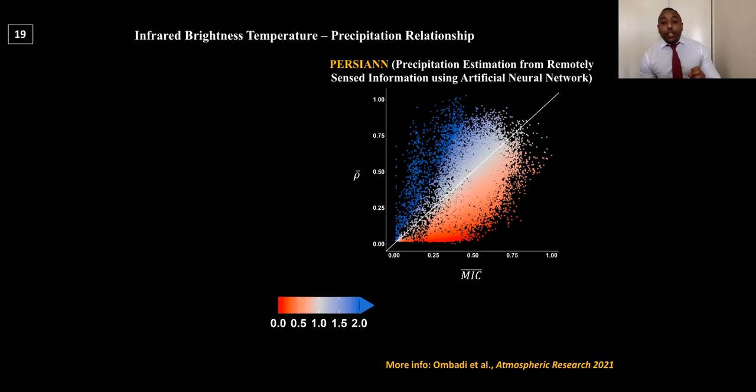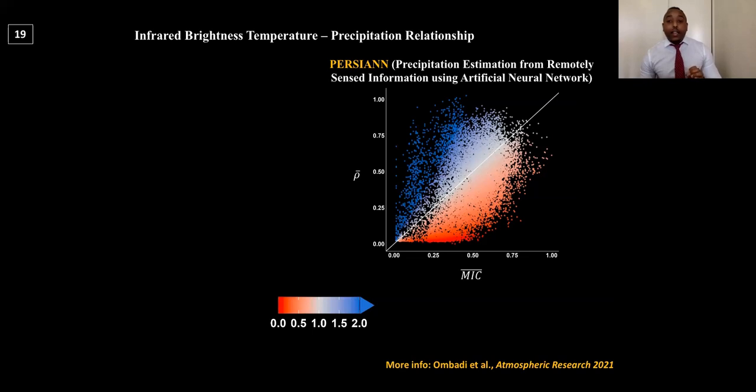Now, the two metrics were normalized such that they are bounded between 0 and 1. And if you assume a relationship between these two metrics, then any point that is located above the 1-to-1 line indicates that the correlation coefficient is higher than what would be expected from the inherent information content. On the other hand, any point that is located below the 1-to-1 line indicates that the algorithm is underutilizing the information content of infrared brightness temperature.